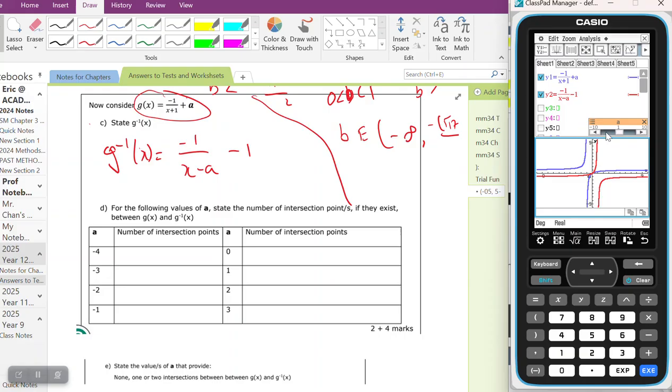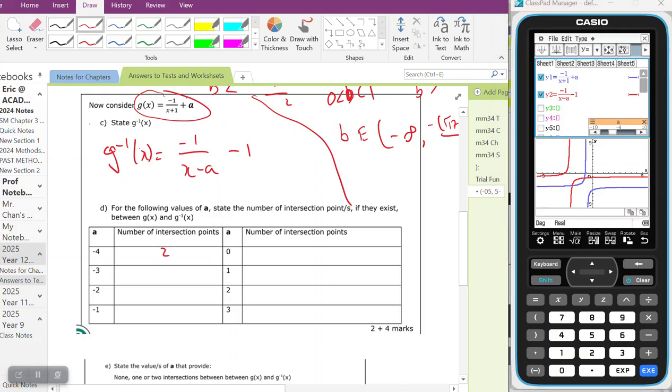So I start at a = -4. Now, note your calculator will be a lot slower than what I'm doing on the screen, so bear in mind that you've got to understand what's going on quite quickly, because you don't have time to scroll through the different values again and again. I can do it on the computer because it's quicker, but in the exam you've got to use your time judiciously. So at -4, you have two intersections.